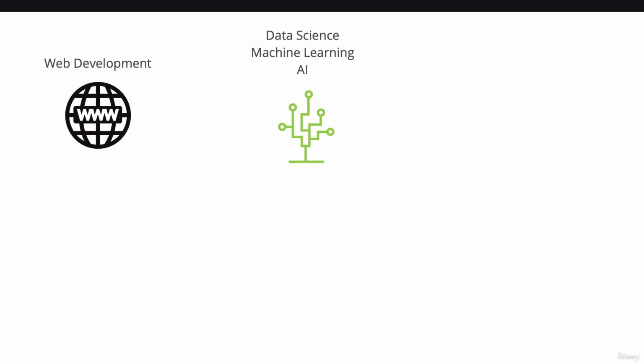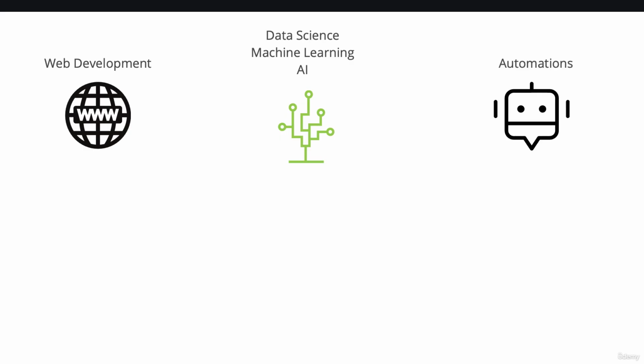With data science, machine learning, and AI, besides Python, you also need some basic knowledge or good knowledge of mathematics. So Python and math are both two requirements to be a data scientist.